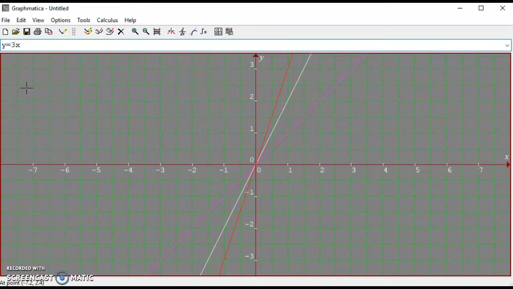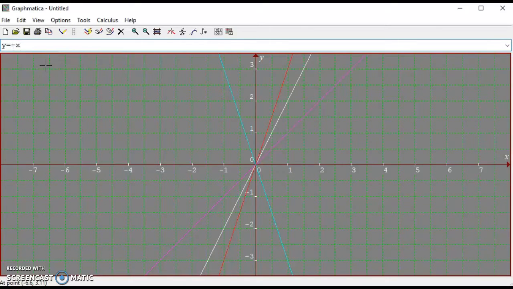So what would happen if I put a negative coefficient in? So let's try it. So a negative there, and you can see equally a steeper line, but this time it's travelling downhill. So the red line was our y equals 3x, the blue line y equals negative 3x. So it's equally as steep, but as I said, travelling downhill rather than uphill.